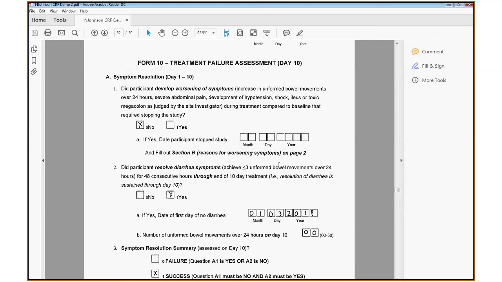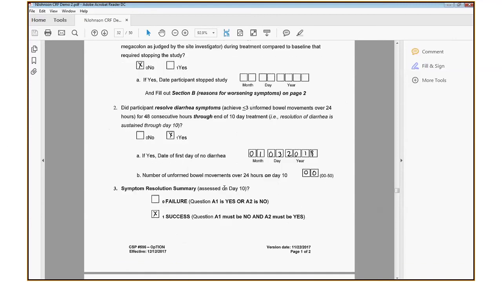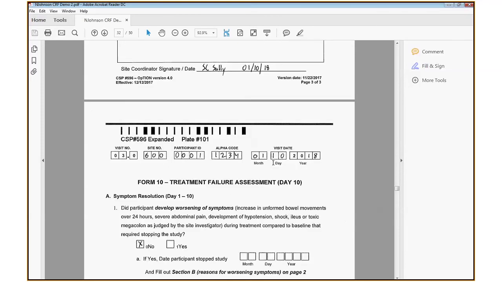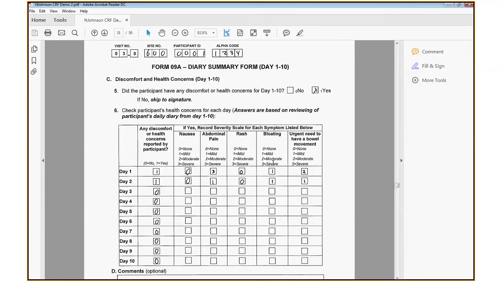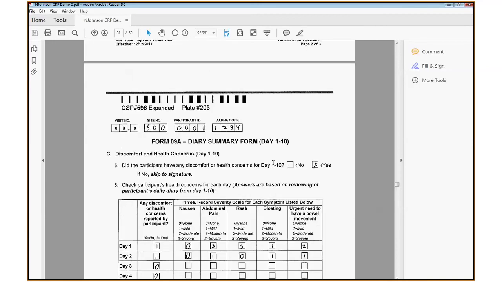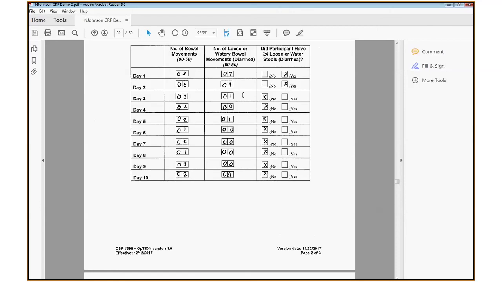Did a participant resolve diarrhea symptoms and achieve 3 or greater unformed bowel movements for 24 hours for 48 consecutive hours through the end of day 10? Yes, they did. And first day of no diarrhea, which would be day 3. Just to clarify, when it says no diarrhea, it is indicating no diarrhea of significant amount. So even though they had diarrhea on loose or watery bowel stools, only 1 on this day, because it was not 4 or greater, this counts as the first day of no diarrhea.